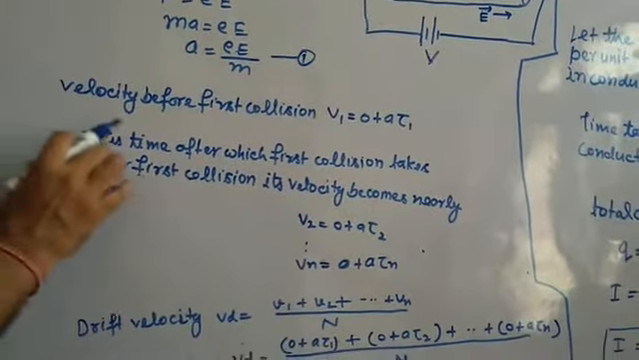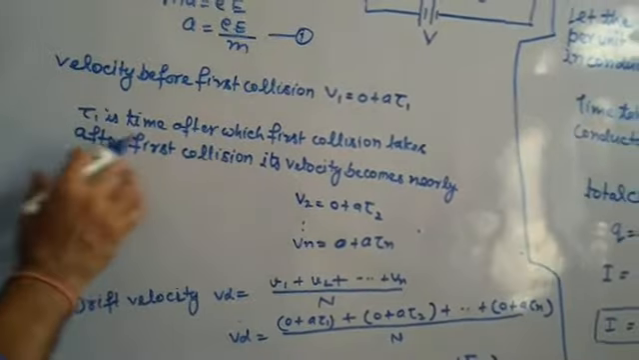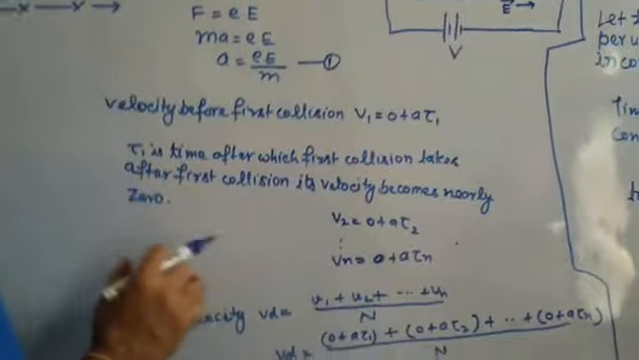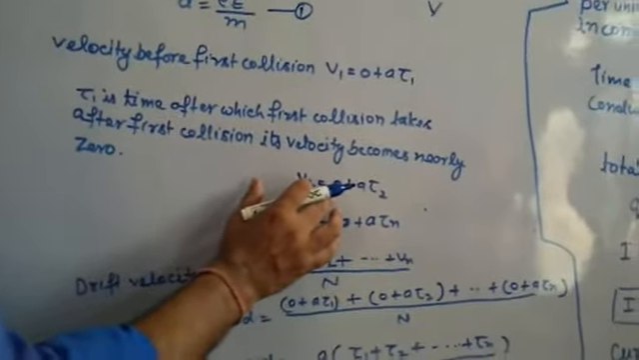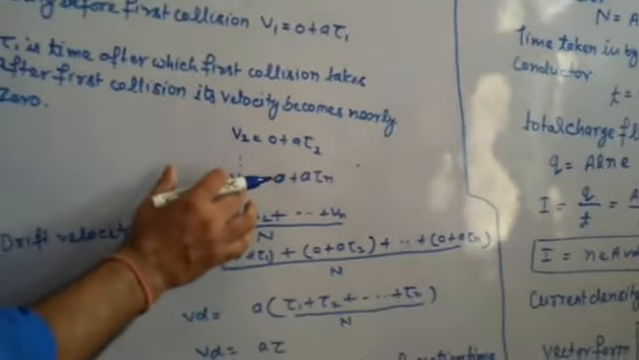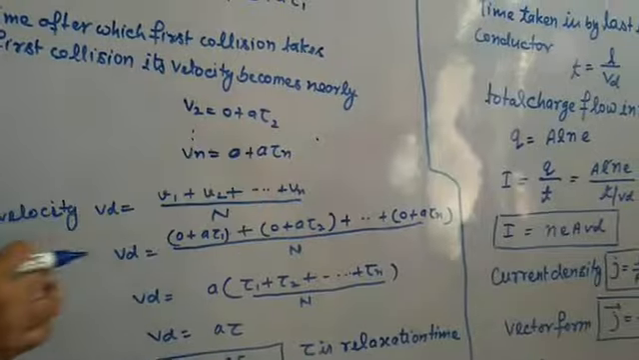relaxation time. Tau n is the time after which the first collision takes place. After the first collision, its velocity becomes nearly 0. Therefore, in the second collision v2 equal to 0 plus a tau 2, and so on. In the nth collision, velocity vn equal to 0 plus a tau n.